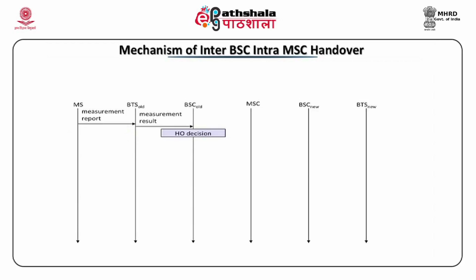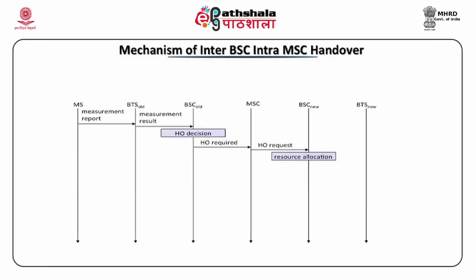So, once it finds that the HO is required, it gives the HO required message to the MSC, because we had already said that when there is a handover from one BSC to another BSC belonging to the same MSC, the MSC takes control of these handovers. Now, this HO required message is forwarded by the MSC to the new BSC area. MSC sends the HO request to the new BSC and also requests the resources required for the handovers.